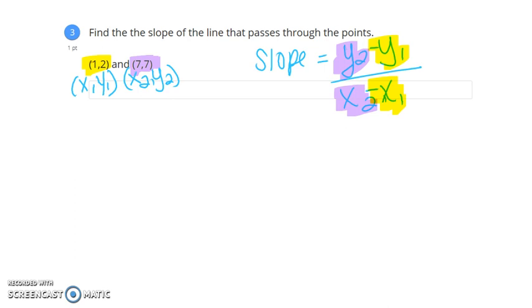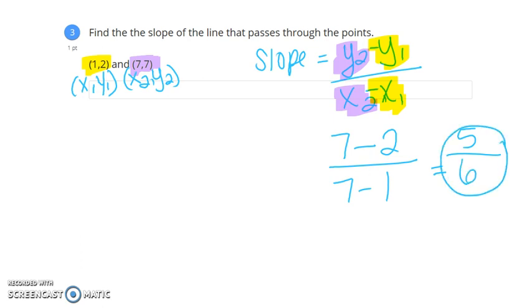So I'm going to plug this in. So my y2 is 7, so 7 minus my y1, which was 2, over 7 minus 1, so x2 minus x1. 7 minus 2 is 5, and 7 minus 1 is 6. So 5/6 is my slope.